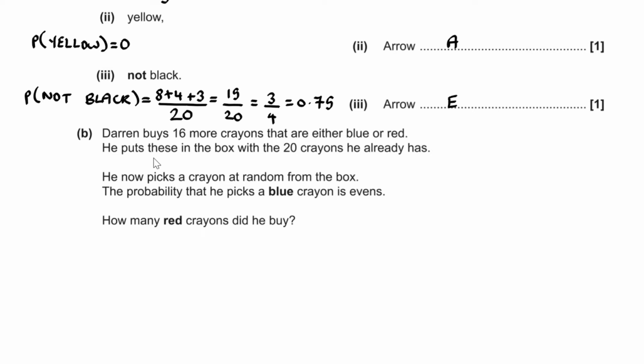And now for part B, Darren buys 16 more crayons that are either blue or red. He puts these in a box with the 20 crayons he already has. He now picks a crayon at random from the box. The probability that he picks a blue crayon is evens. How many red crayons did he buy?